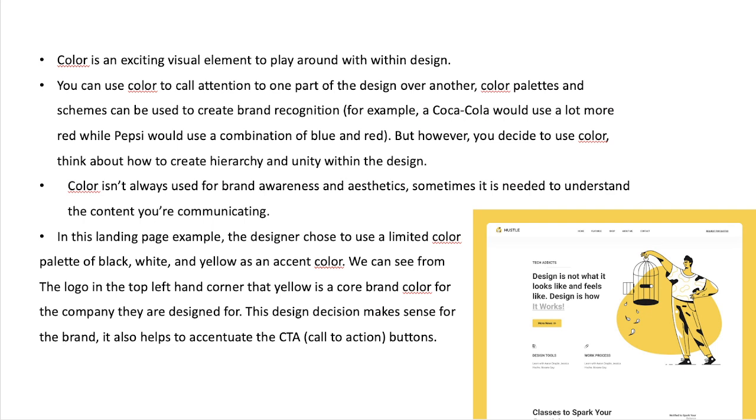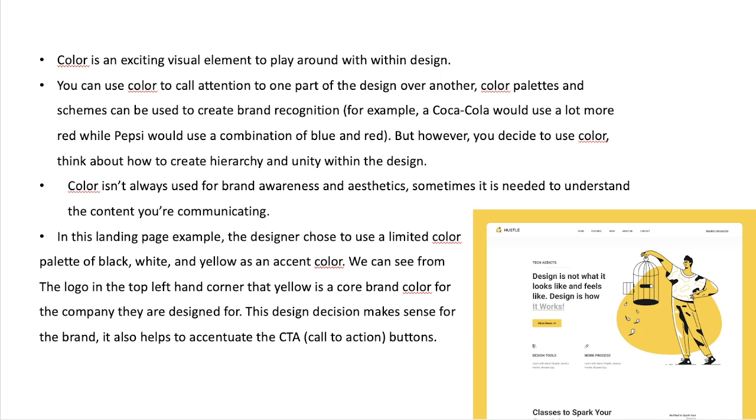Color is an exciting visual element to play around with. You can use color to call attention to one part of the design over another. Color palettes and schemes can be used to create brand recognition. For example, Coca Cola would use a lot more red, while Pepsi would use a combination of blue and red. However you decide to use color, think about how to create hierarchy and unity within the design.